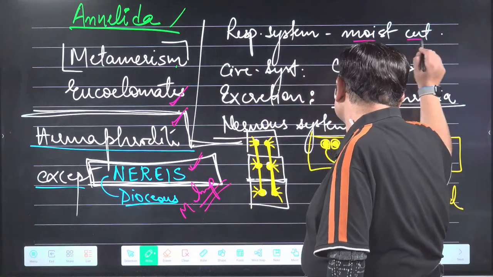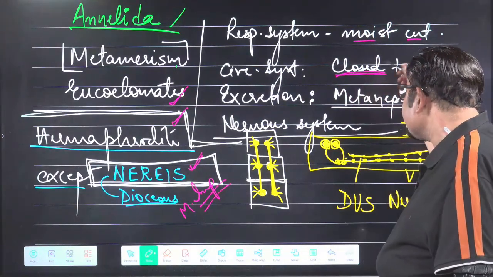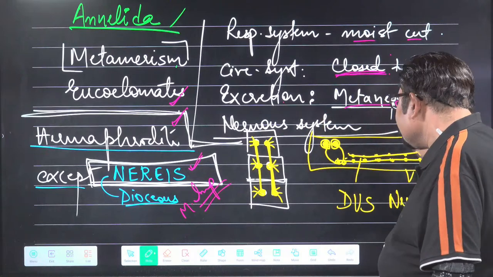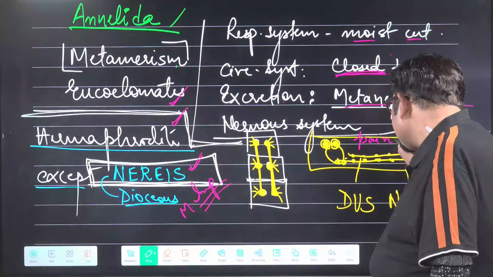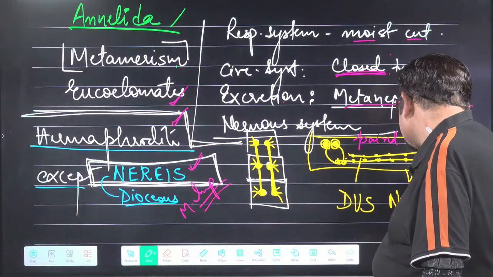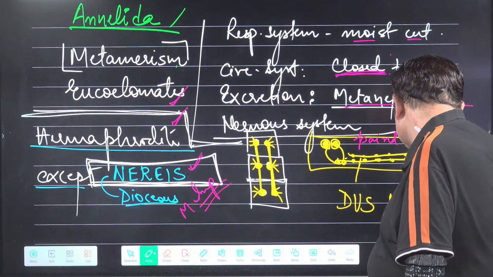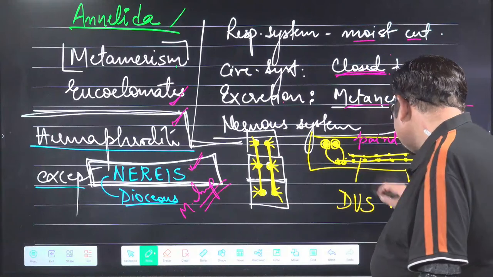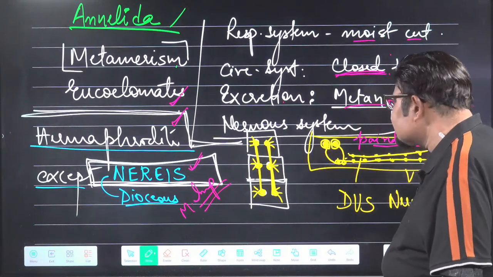Respiratory system: moist cuticle. Circulatory system: closed type. First time a circulatory system appears, and that too closed type. Excretion by metanephridia. Nervous system by paired ganglia, plus a double ventral solid nerve cord. Paired ganglia. This is about their nervous system.